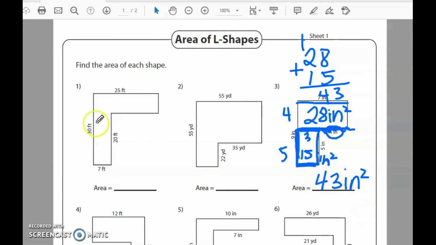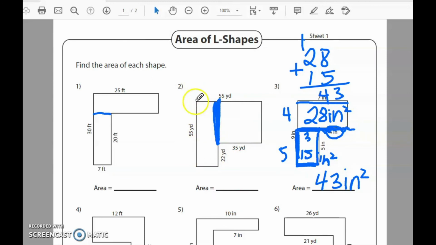So the idea is wherever you can see a line that you can break your shape into, you could even do it this way too. When you draw that line and you create either squares or rectangles, then you can find the areas of those smaller pieces and add them together.